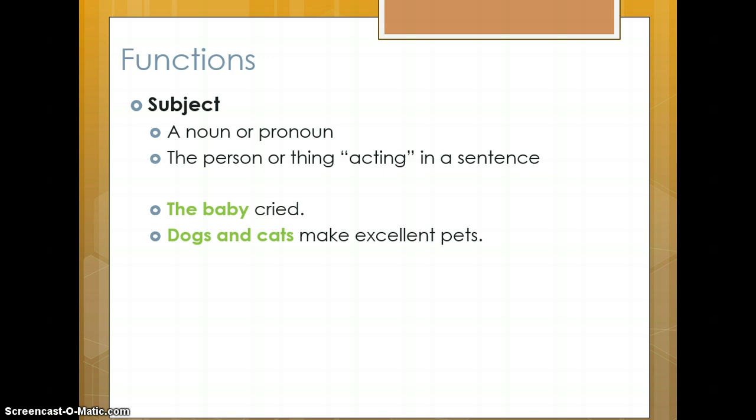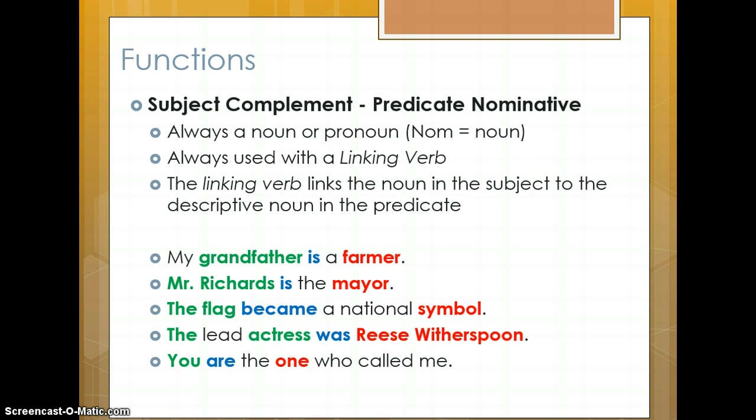That's the simple part. Being a little bit more complex, we have a function called a subject complement. Now there's two types of subject complements. The first one that we're going to look at is a predicate nominative. Nominative means noun. So technically when you say predicate nominative, you mean predicate noun. Predicate nominative is always going to be a noun or a pronoun, and it's always going to be used with a linking verb. That linking verb makes it real easy to spot. Okay? The linking verb is linking the noun, which is in the subject, to the descriptive noun in the predicate, therefore making it a predicate noun.